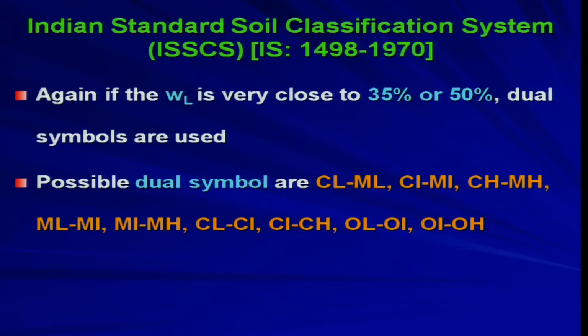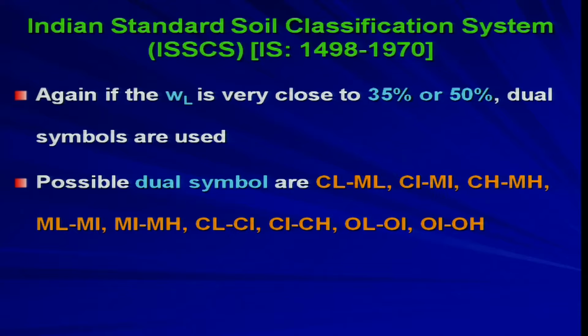Similarly, ML-MI. Now, could you please tell me where the point should be? With ML-MI, you are dealing with silt because your prefix is not changing, whereas your suffix, L and I, is changing. That means it is the borderline of the 35% liquid limit, the vertical line we just saw. So, it could be low plastic or intermediate plastic. It is pretty close to your 35% liquid limit line. Similarly, MI-MH is pretty close to the 50% liquid limit line, so it could be either intermediate plastic silt or high plastic silt.